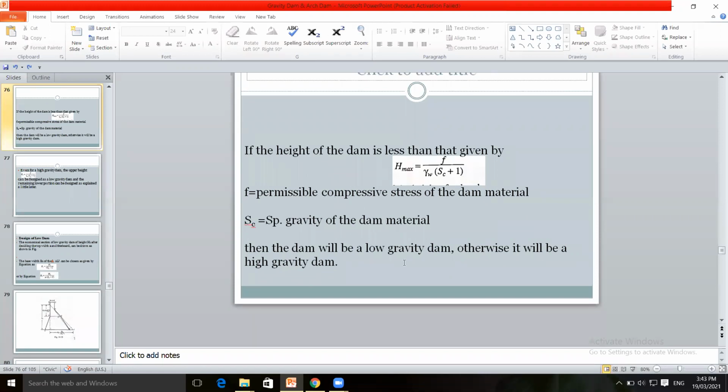You have to finalize whether the dam is a low gravity dam or a high gravity dam. That is given by this equation. If it is less than the value F by gamma W into (SC plus 1), then that dam is said to be a low gravity dam. Otherwise, it is said to be a high gravity dam if it is greater.